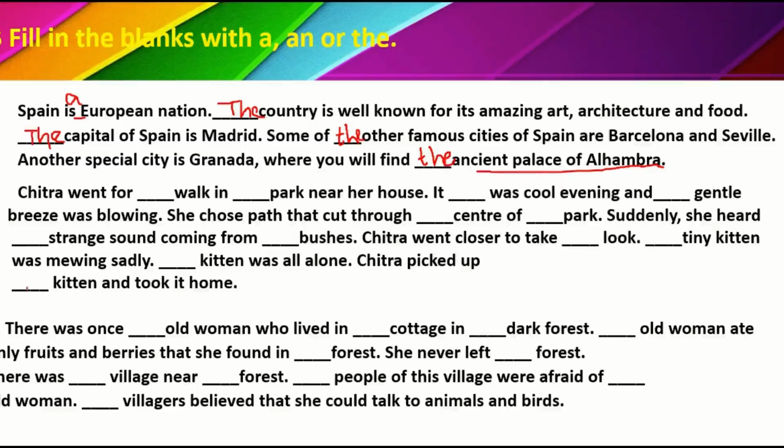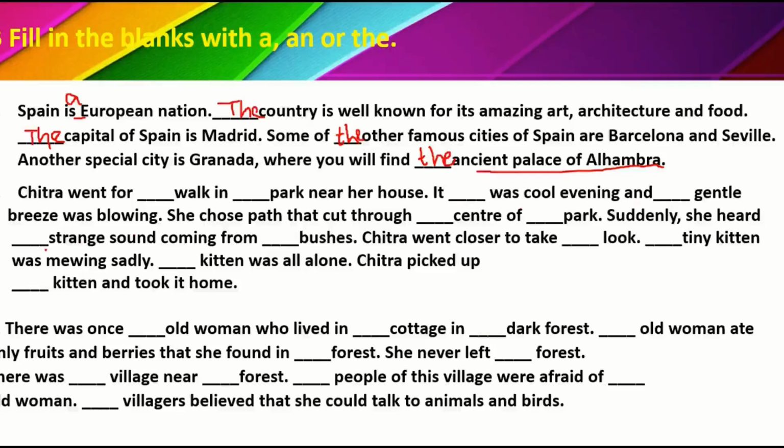Now let's see the second example. Chitra went for dash walk in the park near her house. It was cool evening and dash gentle breeze was blowing. Now let's look at the answers, how to write.